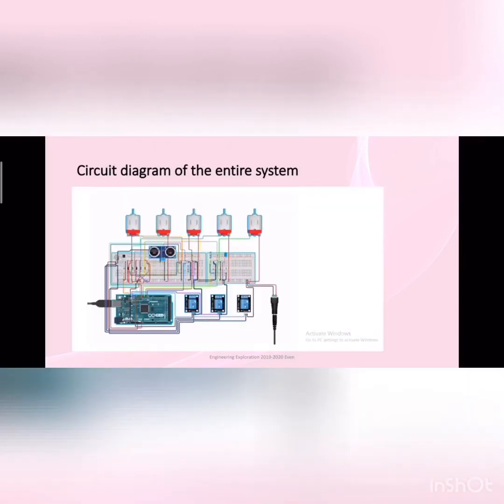Next we have circuit diagram of the entire system. In this we have 5 DC motors. Out of 5, 3 are 120 rpm motors, which we are using for brushes, and remaining 2 are using for wheels, which are 30 rpm motors. We have one ultrasonic sensor for obstacle detection, and we have 3 2-channel relays and one LED for obstacle indication. So this is all about the circuit.